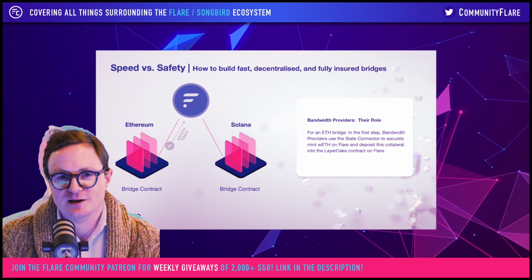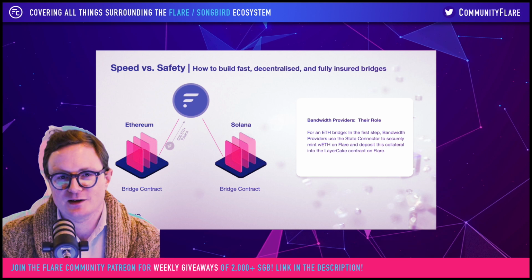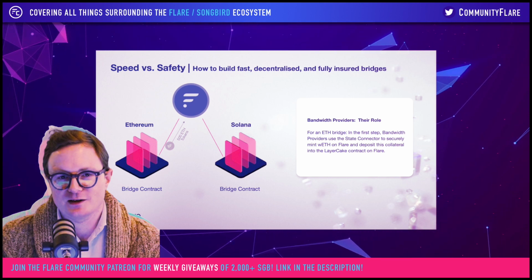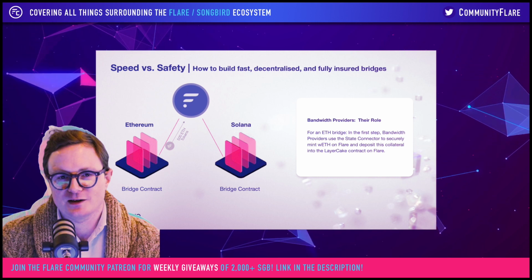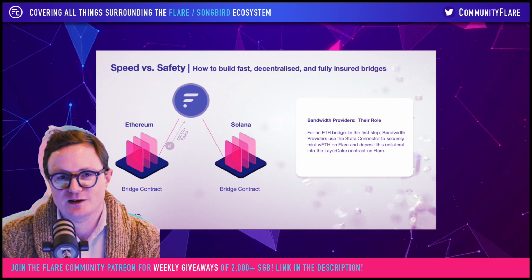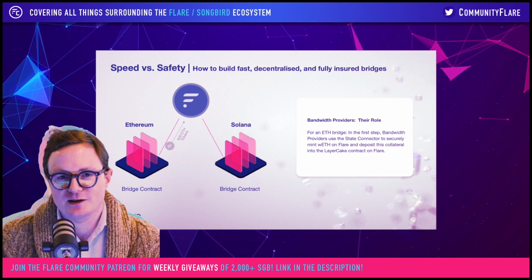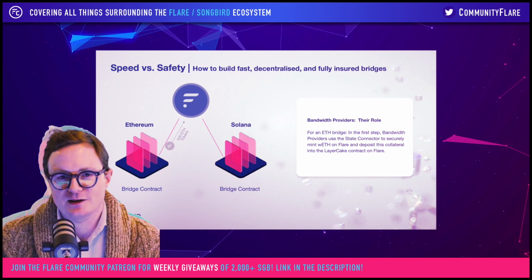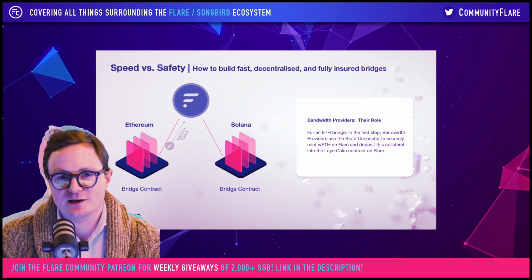And this is really the crux of how Layer Cake works. And that we've specified this period as 1 hour initially, as we think that's a good amount of time for the whole system and the community to be able to observe what is happening on the bridge and for it to be shut down should there be any issue.